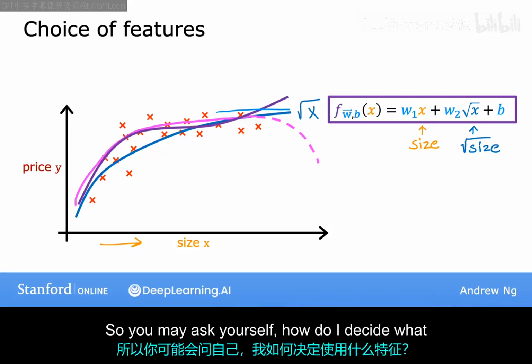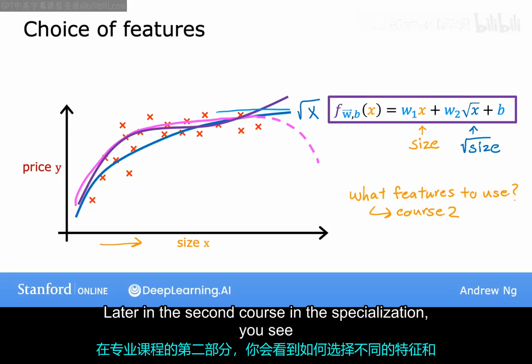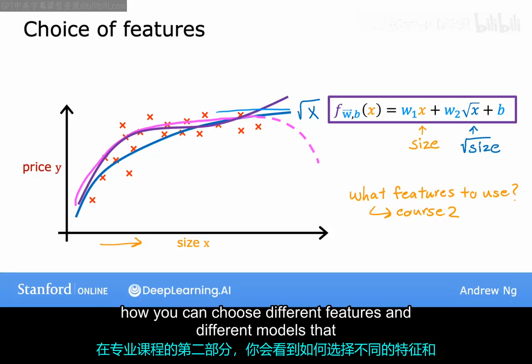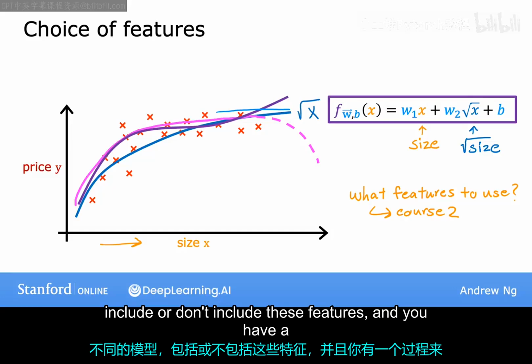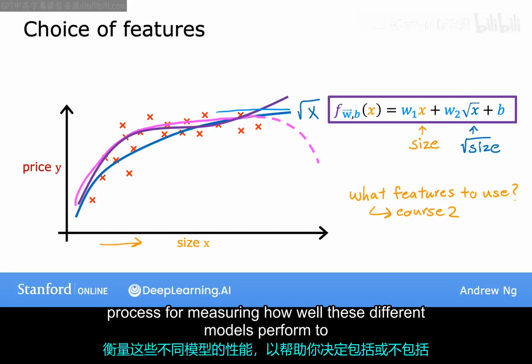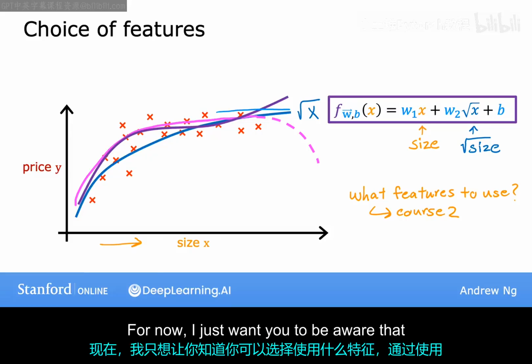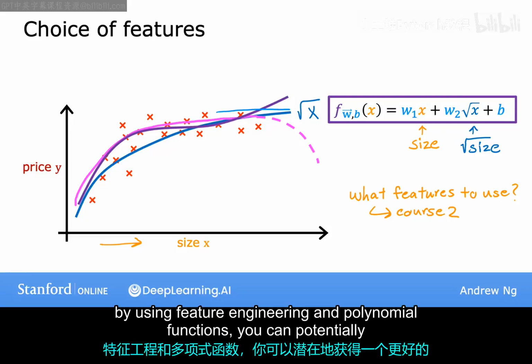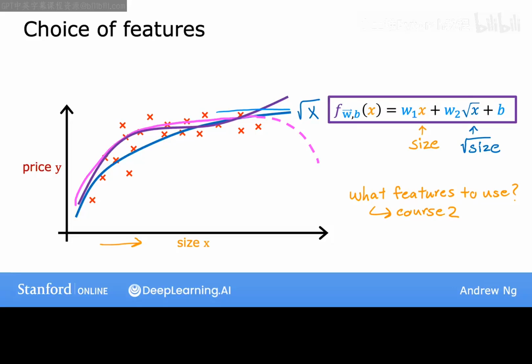So you may ask yourself, how do I decide what features to use? Later, in the second course in the specialization, you see how you can choose different features and different models that include or don't include these features, and you have a process for measuring how well these different models perform to help you decide which features to include or not include. For now, I just want you to be aware that you have a choice in what features you use, and by using feature engineering and polynomial functions, you can potentially get a much better model for your data.